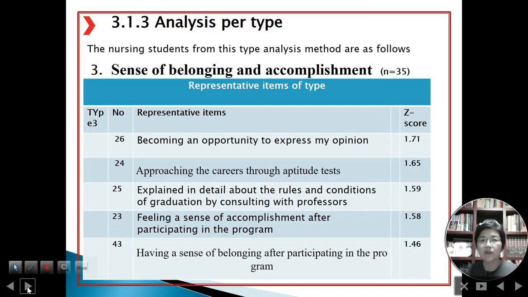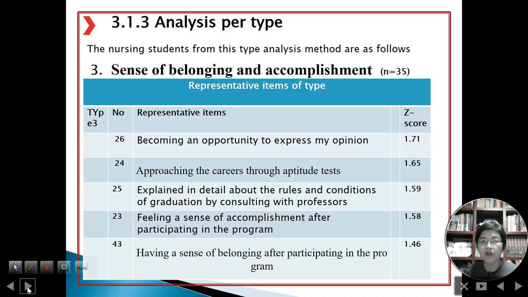Type 3, sense of belonging and accomplishment. These are the representative items of this type. Item 26, becoming an opportunity to express my opinion, G-score 1.71. Item 24, approaching the career through the aptitude test, 1.65.